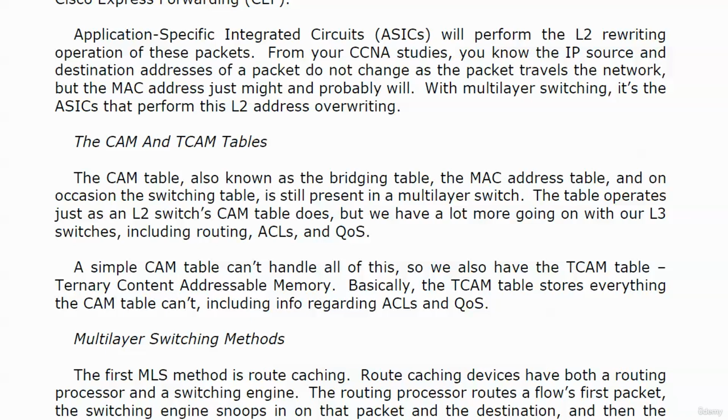So we also have something called the TCAM table, ternary content addressable memory. Basically, the TCAM table stores everything the CAM table can't, including information regarding your ACLs and quality of service.